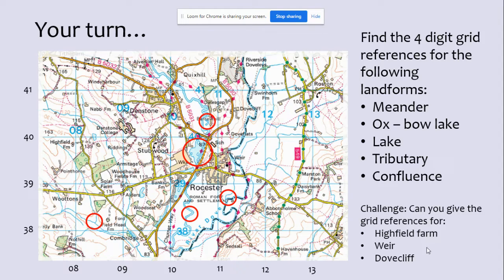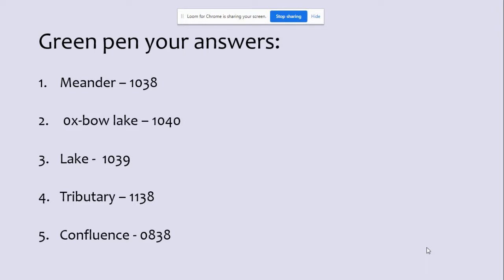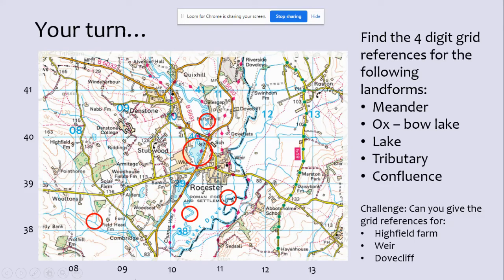Okay, so hopefully we've done that. I'd like you to get your green pens ready and I'm going to mark them. So our meander is 1038. If we look here, our meander's here. If we go across the hall, it means line 10. So line 10 is here and then line 38. So that means it's going to be 1038 for our meander.